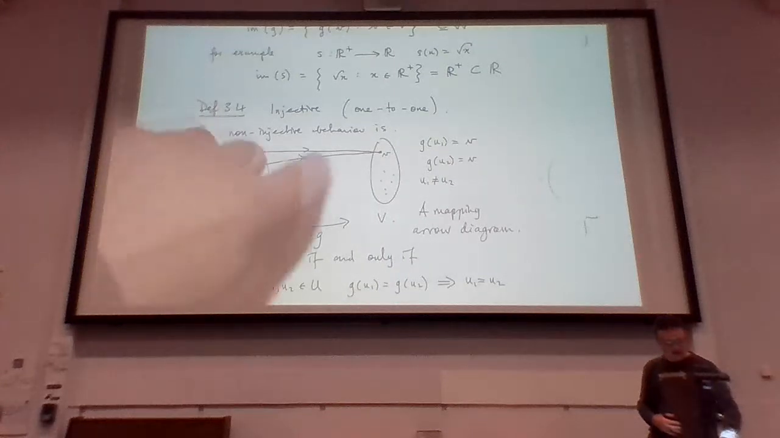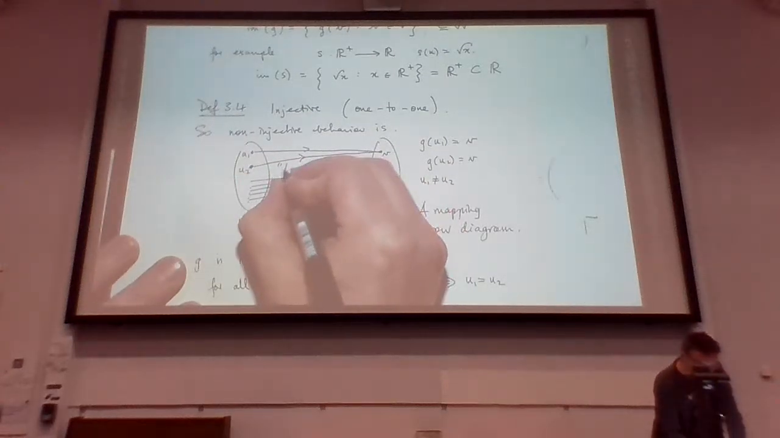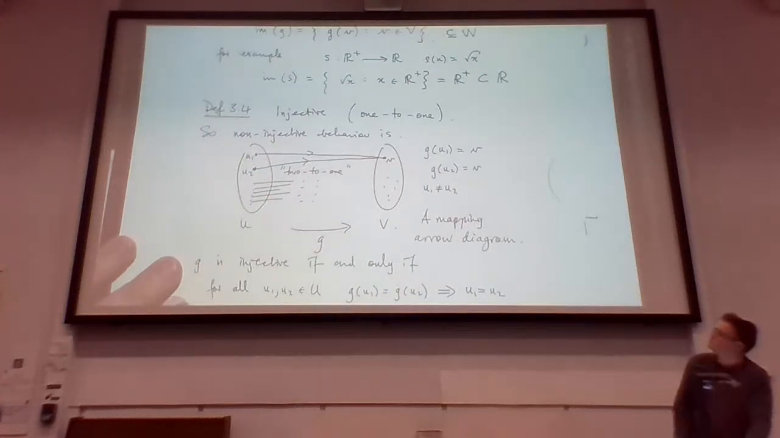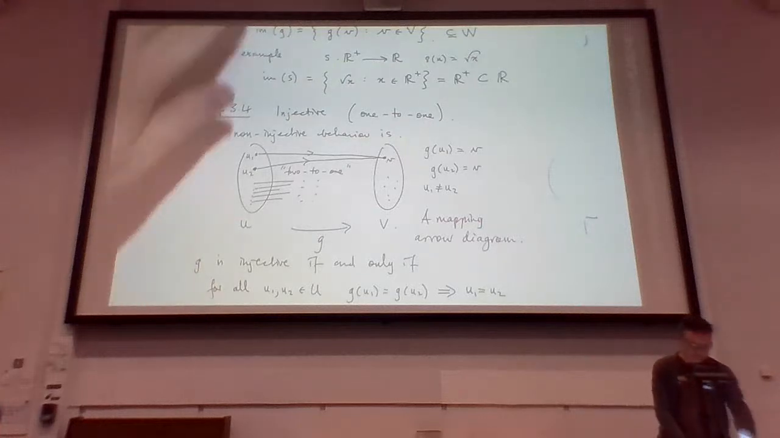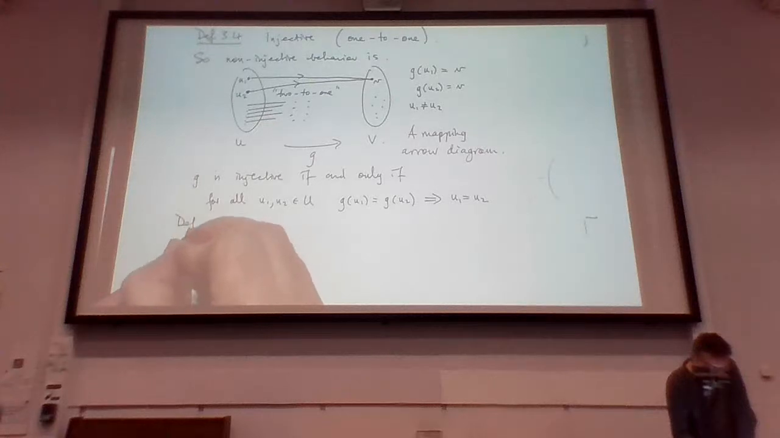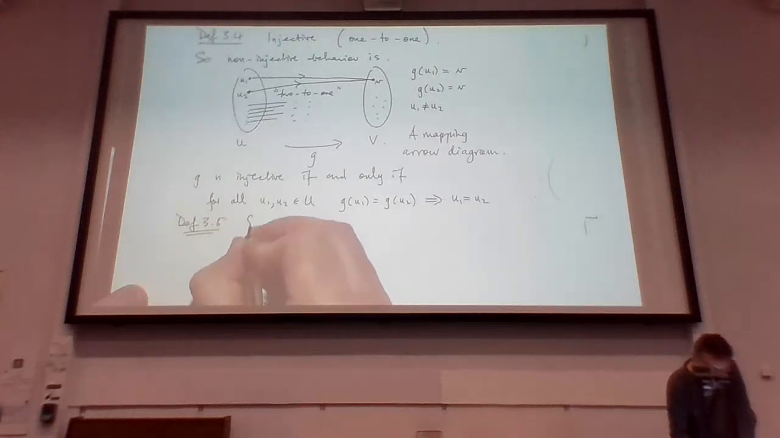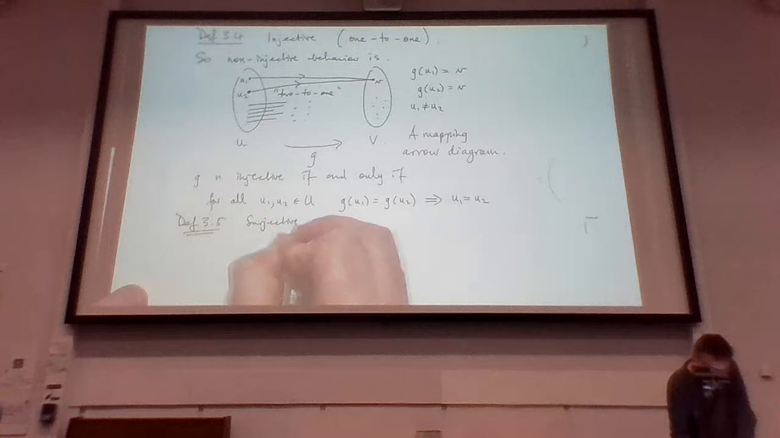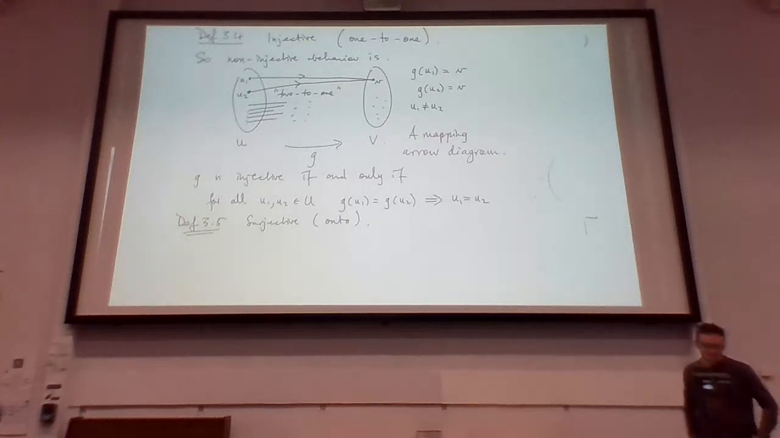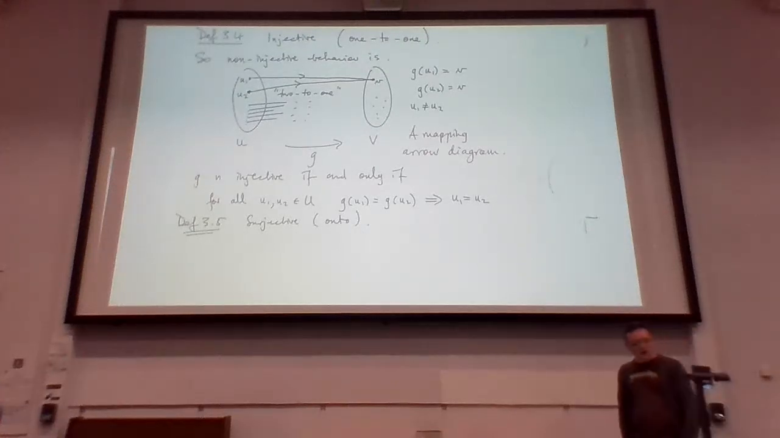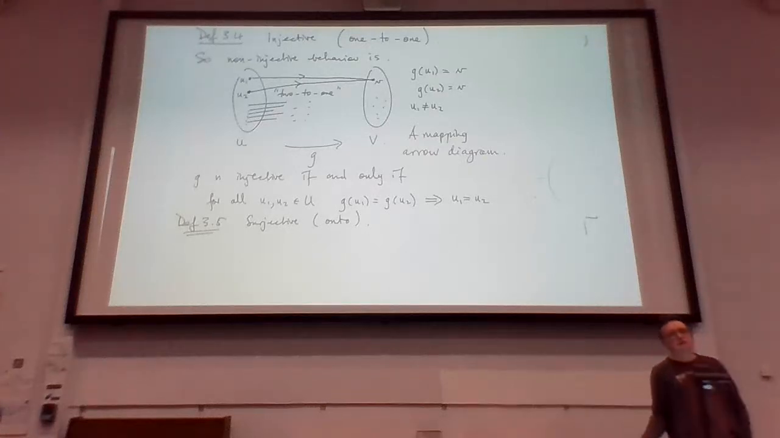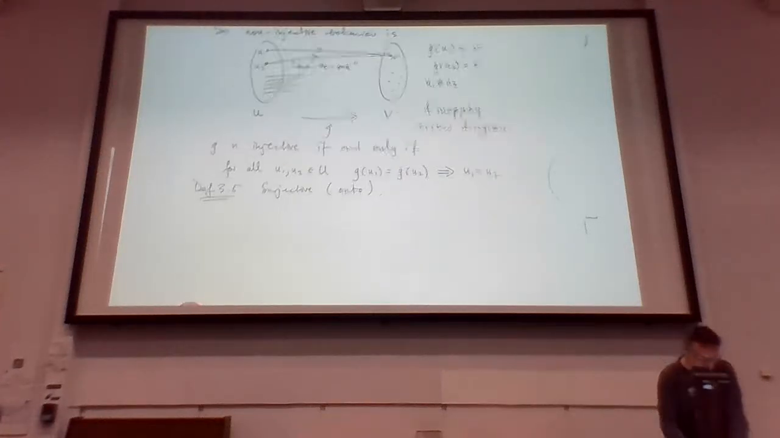This is illustrating so-called two-to-one behavior, because you've got two different elements going to one element. The next term, definition 3.5, is surjective, or known more informally as onto. And surjective is the property when every element in the codomain occurs as a value of the function.